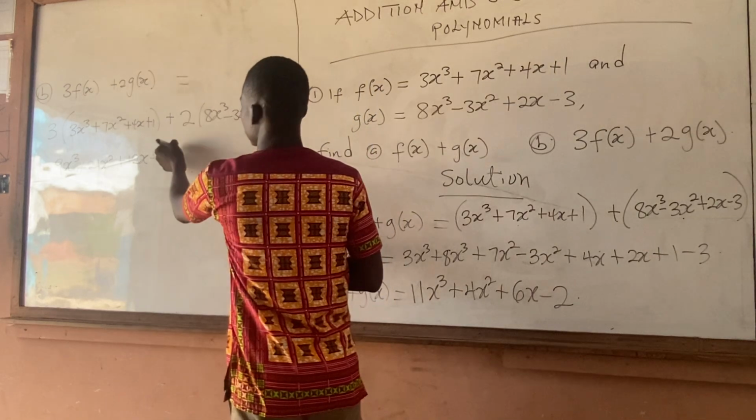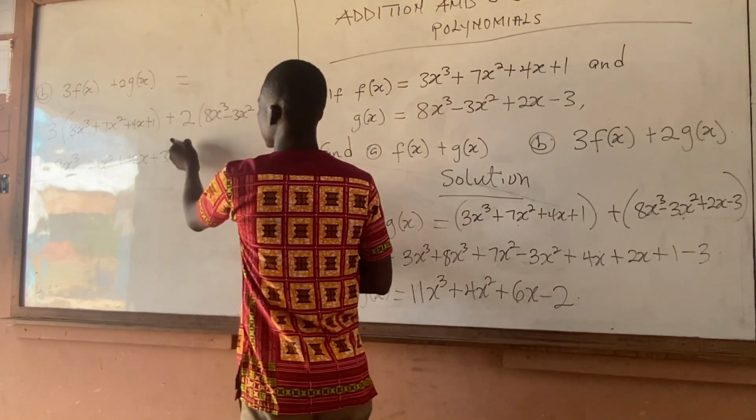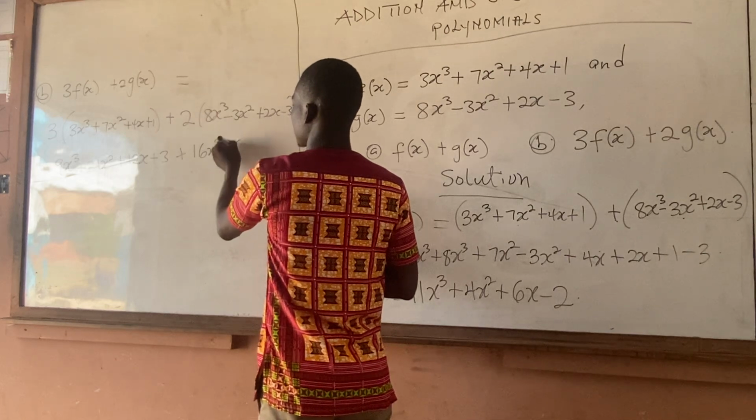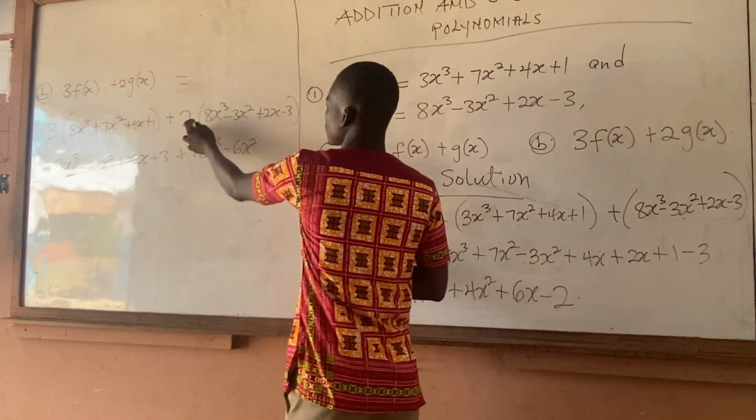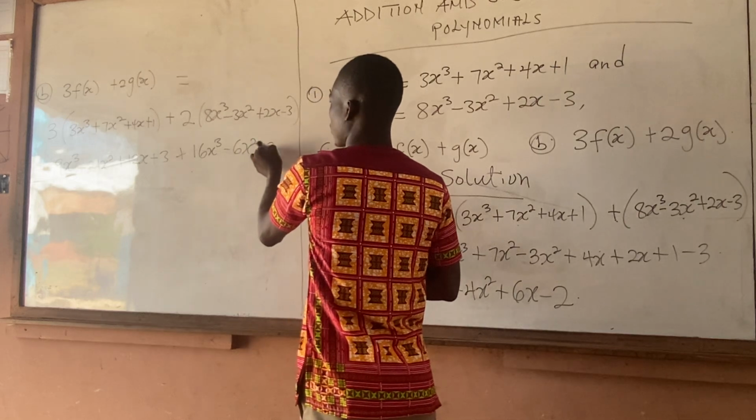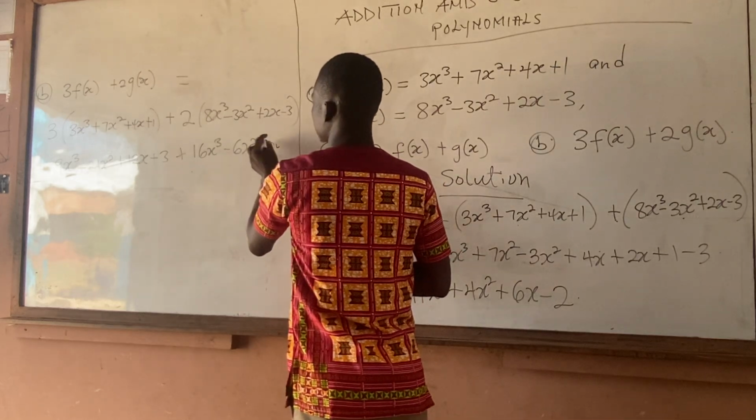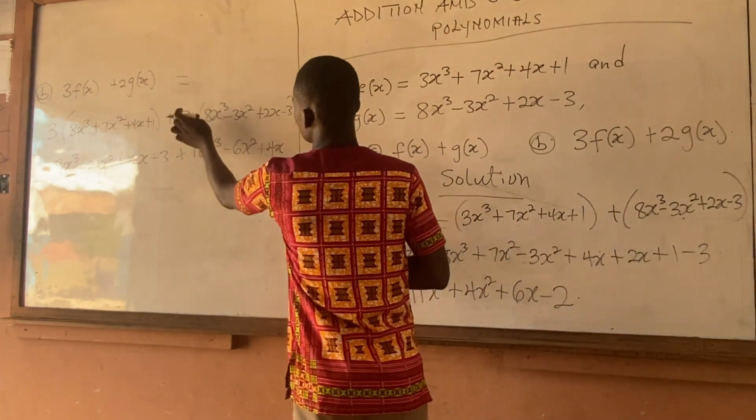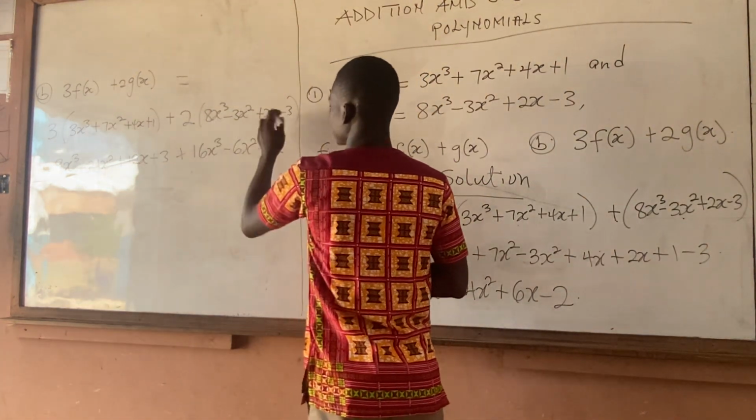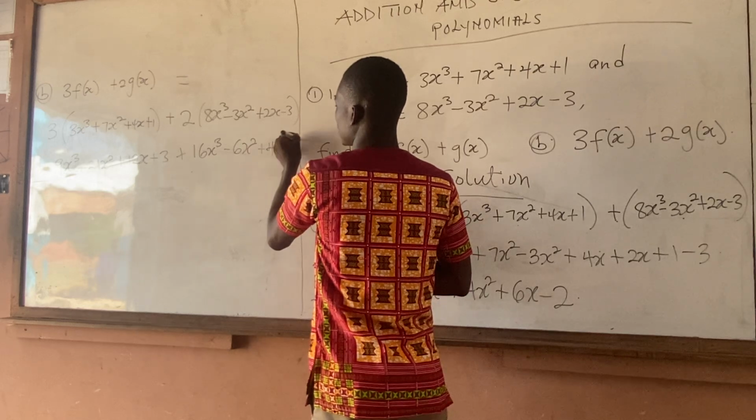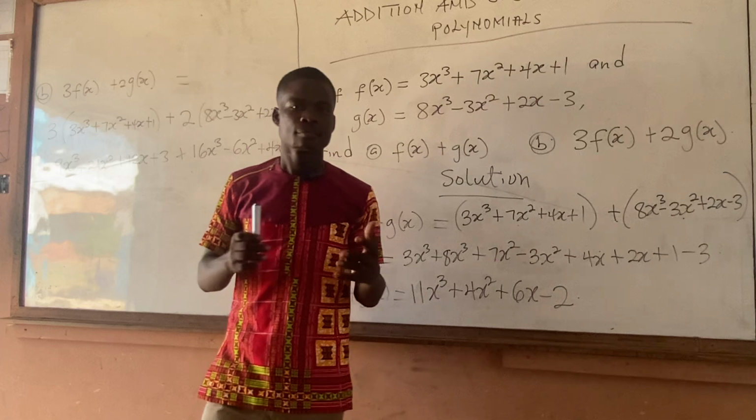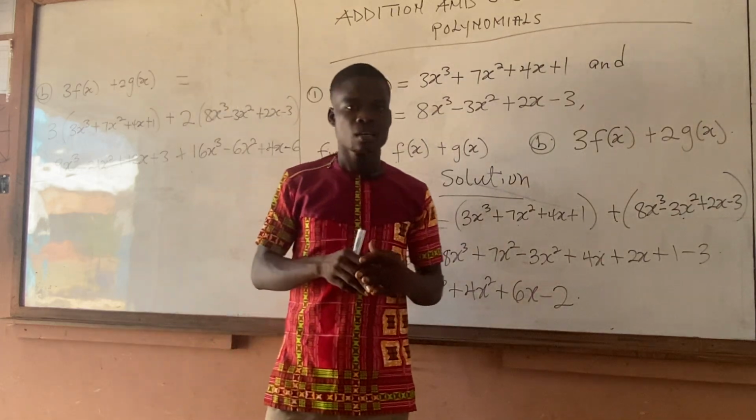So for the second one, we are going to get 2 times 8, which is 16s cubed. 2 by negative 3 is minus 6s squared. 2 by 2 is what? 4s. And 2 by negative 3 is minus of what? Minus 6. Now, let's take our time and group like terms.